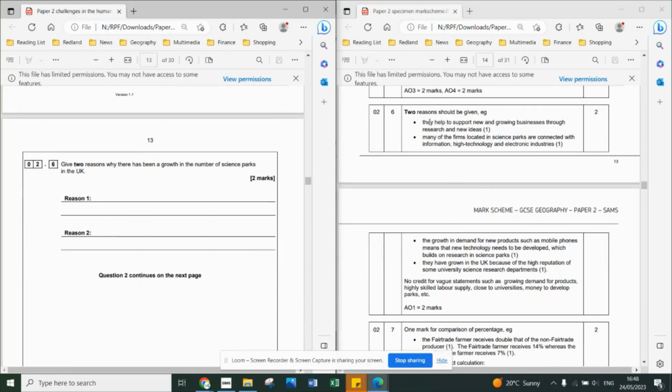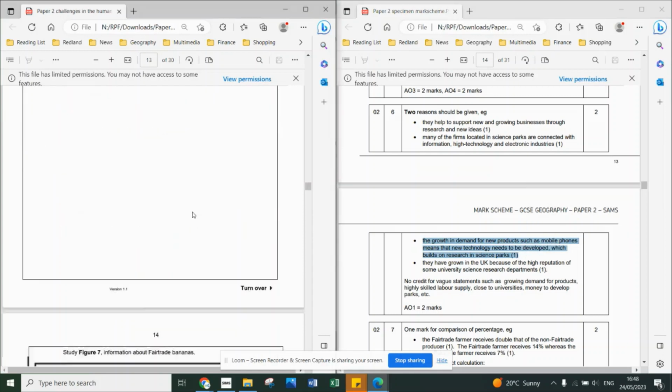We've got a list here. Because the UK is investing in tertiary, quaternary sectors. Because the UK has a high reputation for universities, so all Russell Group universities, for example, tend to have a science park. Because we've got a growth in demand of high tech products such as mobile phones, etc. Just give 2 reasons. You don't necessarily have to explain them.